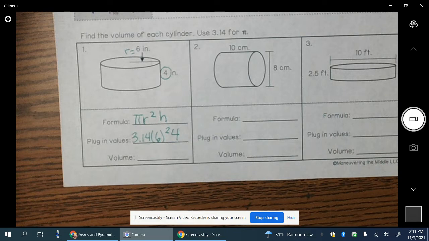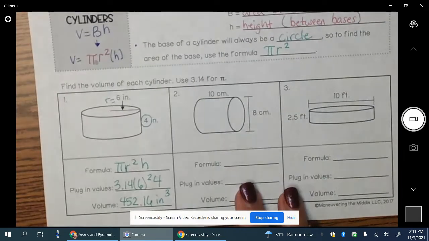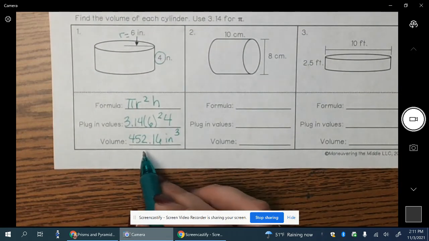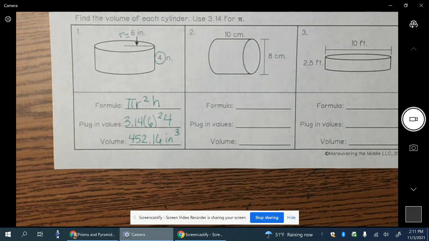Is it inches? Cubed inches. All right. So did everybody get 452.16 inches cubed? Yes? Okay, perfect.